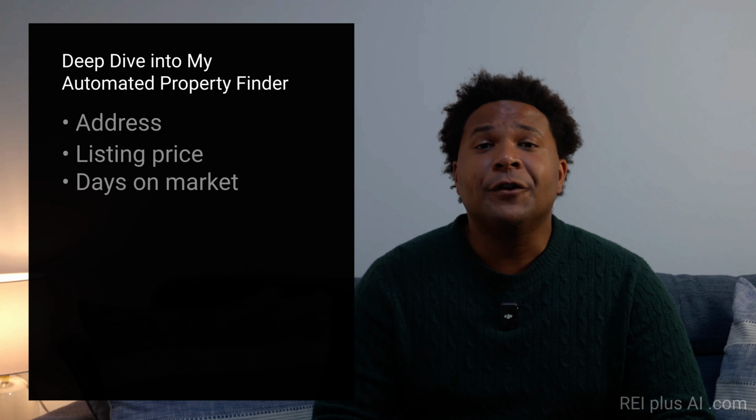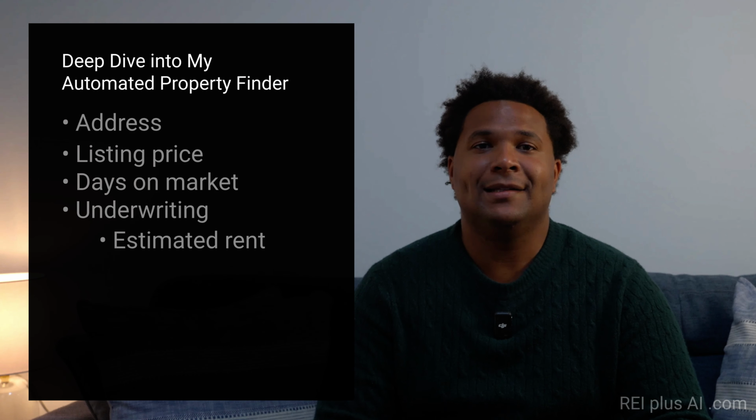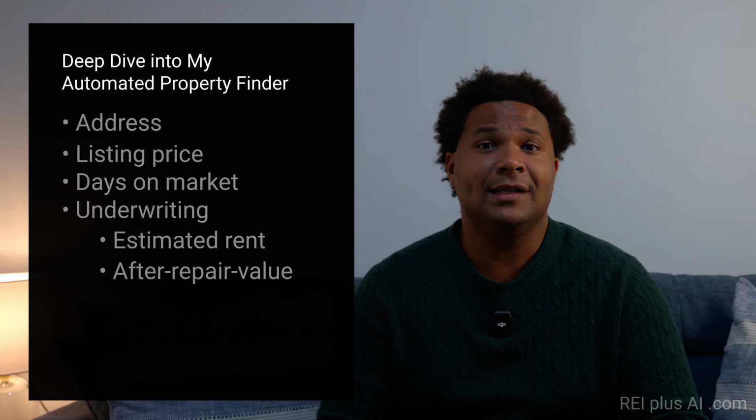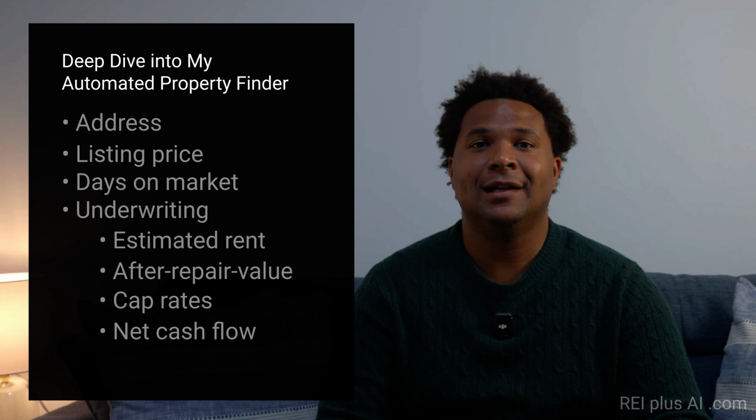This email includes a first pass at underwriting of each property. This includes estimated rents, after repair values or ARVs, cap rates, and even projected monthly cash flow after all my expenses. And the best part, I don't even have to lift a finger. It shows up before I even roll out of bed, so thank you, ChatGPT.